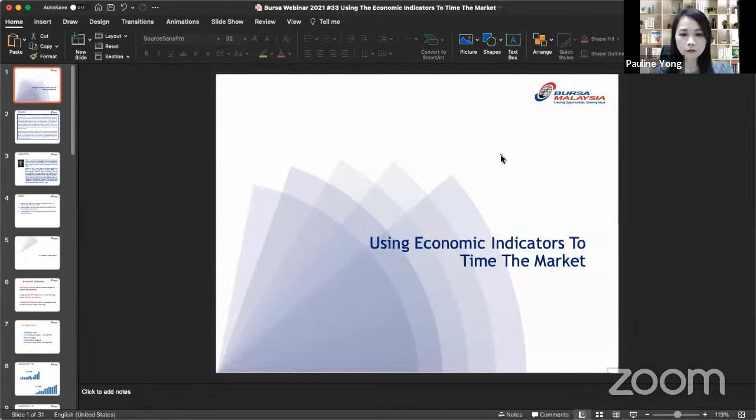Particularly for this session, I will introduce using economic indicators to time the market. We will look at the overall history of our GDP for the past 50 years so that you can see where we are now, and at the same time introduce some of the economic indicators that are usually very sensitive to the stock market. Okay, so let me enlarge my screen.